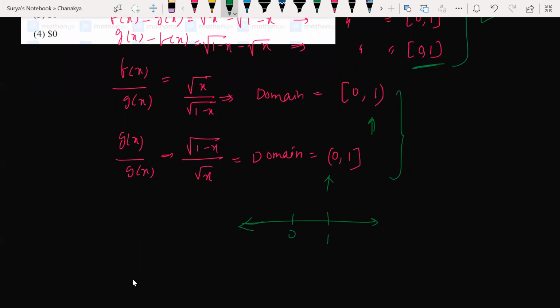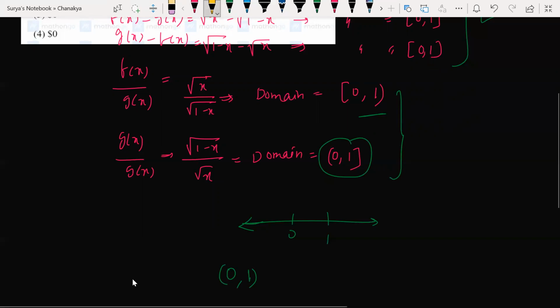Sir, here you are including, right? Why can't you take close bracket? Why are you taking only open bracket? Because in one case 0 is not getting included, so I'll not be including 0. In this case, 1 is not getting included, so I'll not be including 1. So x belongs to what now? X belongs to the domain, you could say, open bracket 0 to 1. This is my answer, beta.